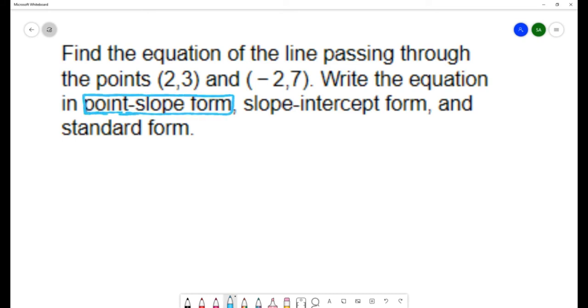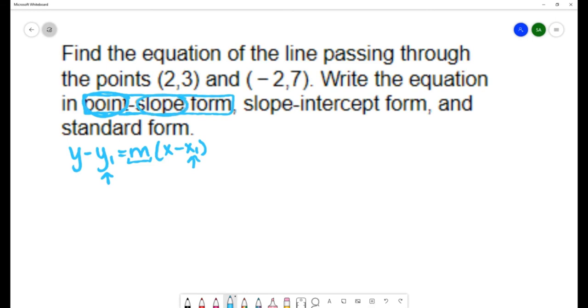Point-slope form is y minus y1 equals m times x minus x1. When we use this form, there are two pieces of information that we need to know, and that is the slope and a point on the line. The point is (x1, y1), and the slope is m. That's why it's given this particular name: point for the (x1, y1), and slope for the m.